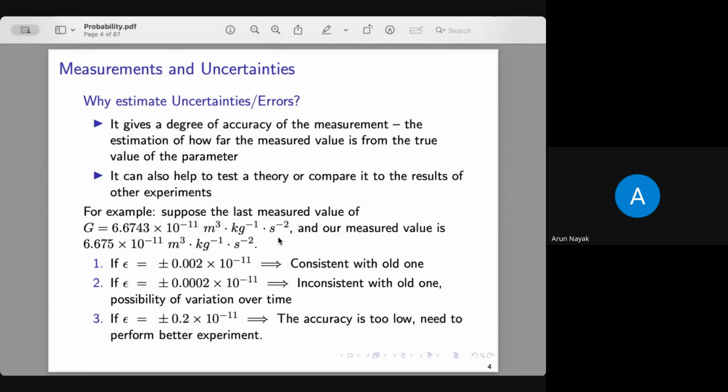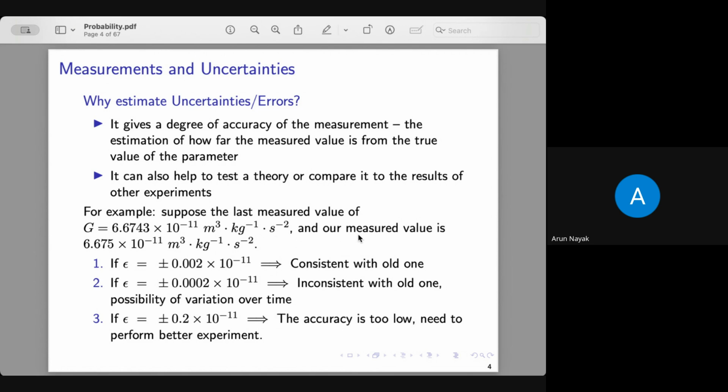If you do not have any uncertainties, then, for example, let me give some example. Suppose you measured some values of the gravitational constant with your measurement, and then you got some errors. Depending on the values of the errors, you can make some statement. For example, if your error in the first case is, say, 0.002, you can say this is consistent with my previous number, as the error is bigger than the previous measured values.